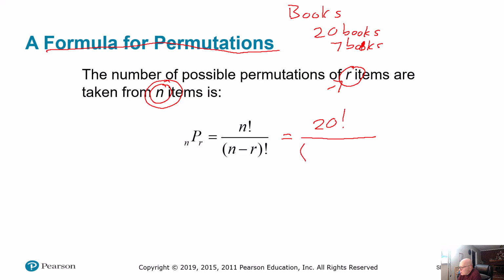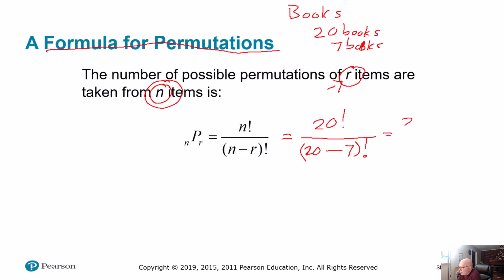Before you take the factorial, you have to go n minus r. You don't take n factorial minus r factorial. No. Got that? You subtract them first. So how many do you have to choose from? You have 20 books to choose from, but you're only choosing 7. So 20 minus 7, finish that, then take the factorial of that.